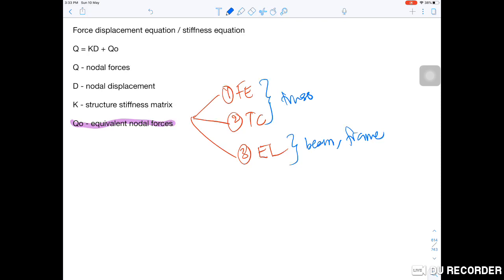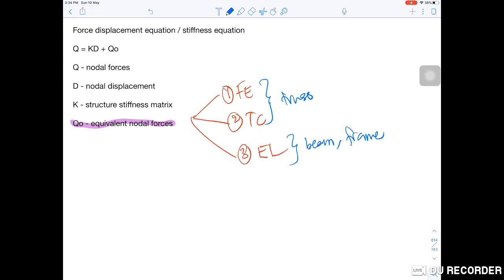Equivalent nodal forces is about member, meaning that for fabrication error and temperature changes, if we need to consider the effect of these two in truss, it is about member. Member 1 is fabricated 0.01 meter too short, or member 2 is fabricated 2 millimeter longer than its original length. So it is about member. Okay, that is for truss.